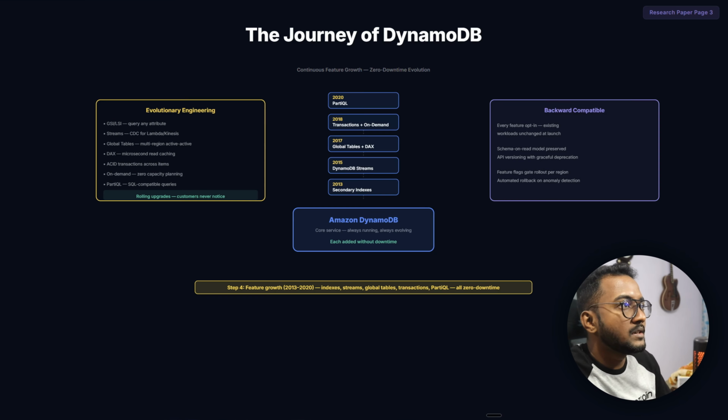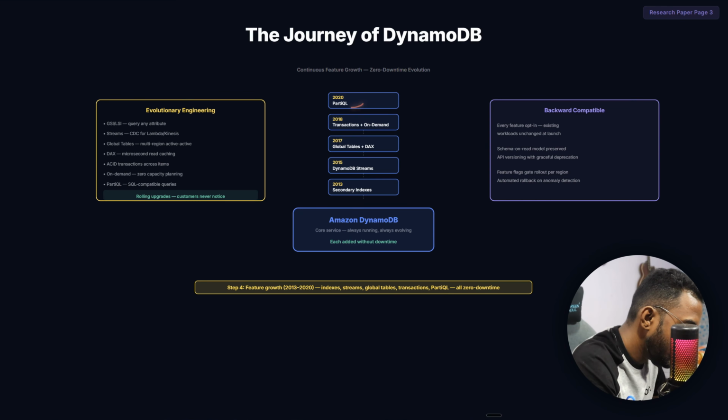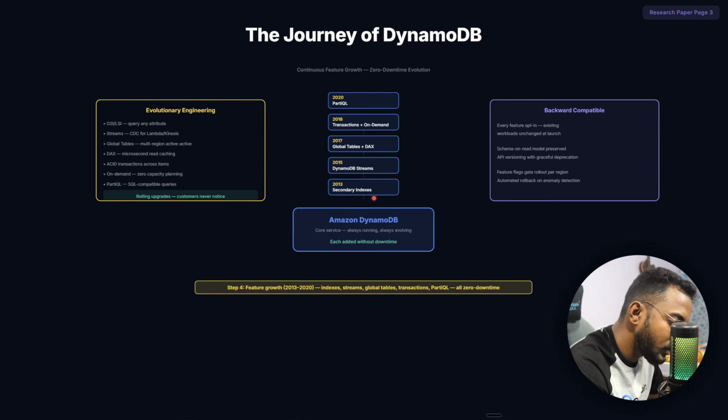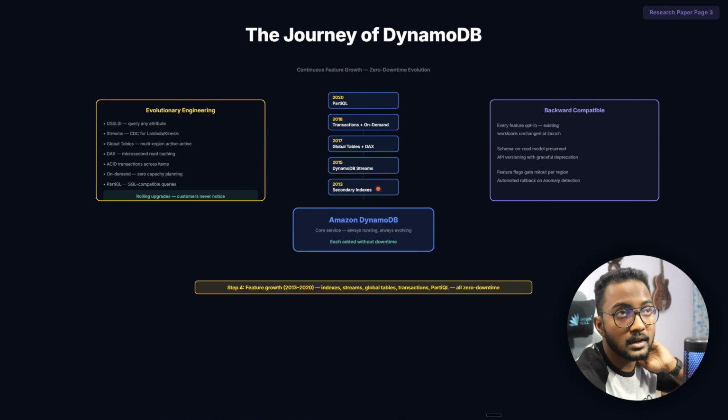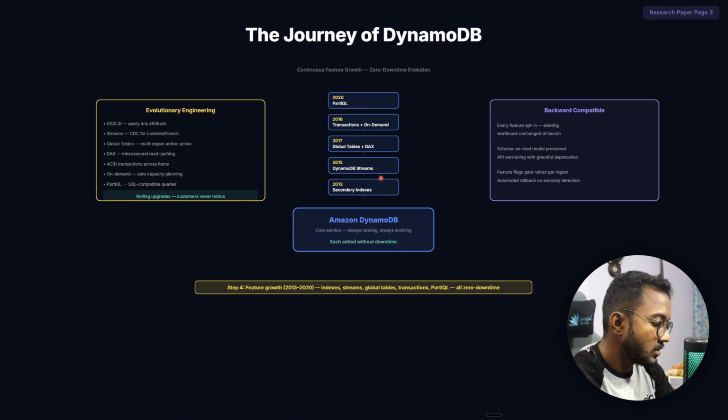After launch, the service kept growing without compromising the core properties that we mentioned. Many new features were later added. In 2020, PartiQL was added. Likewise, in 2018, transactions were added. In 2017, global tables were added. And you can see that secondary indexes were added in 2013. So features have kept being added, and there is a brief description again in the research paper of how they ensured that their deployments did not break the existing customer experience. All of these things are there that we will talk about.